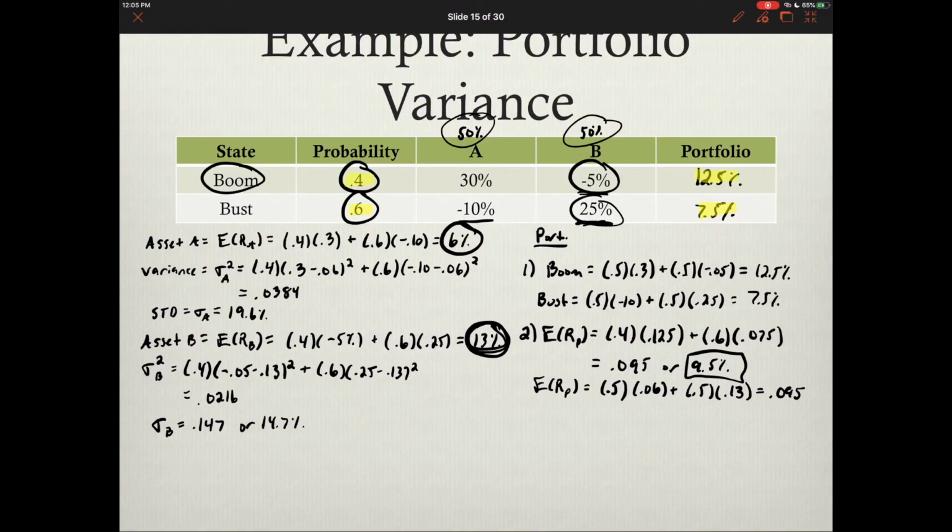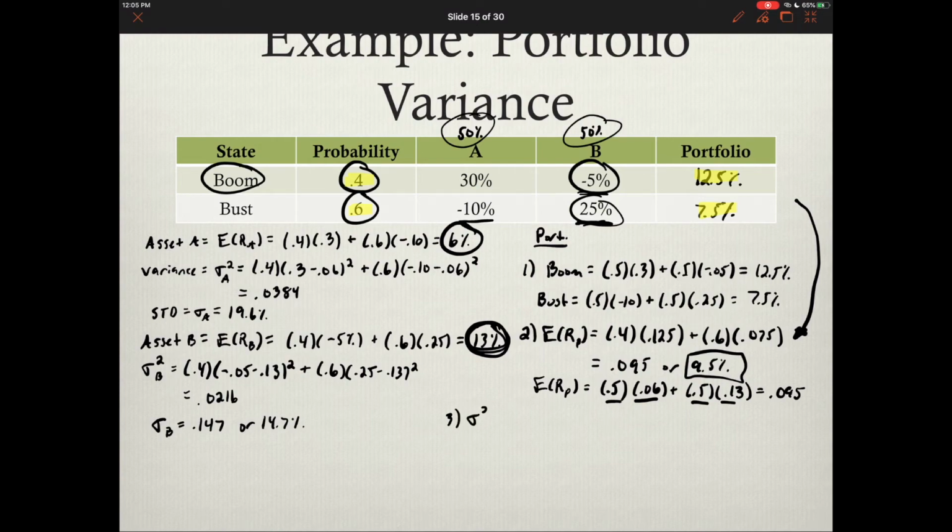So there are two different ways in which you could calculate expected return. In this scenario, I showcased first calculating expected return using the portfolio returns under each individual economic state. And then in the second part of question two, I calculated the expected return of the portfolio based on the individual securities' returns and their weight in the overall portfolio. Now, step three then is to calculate the variance and standard deviation of the portfolio.